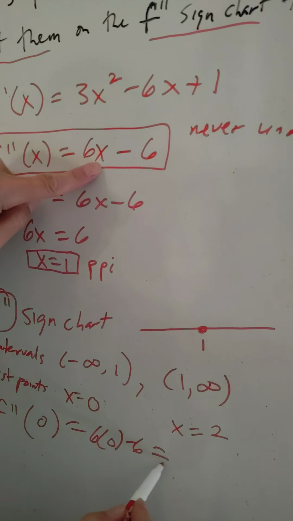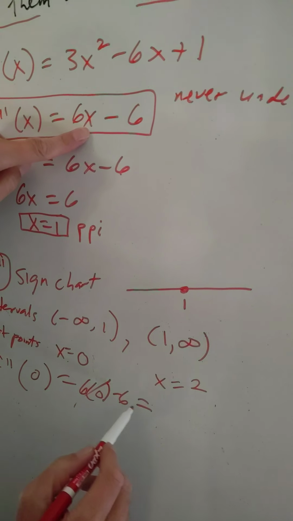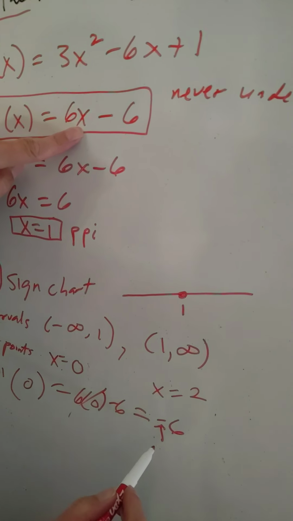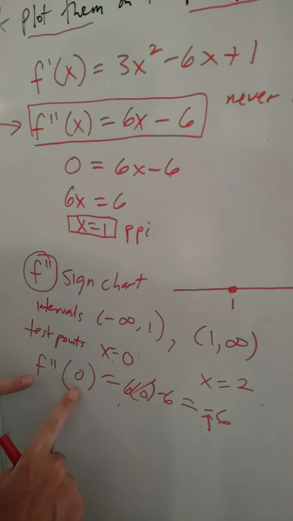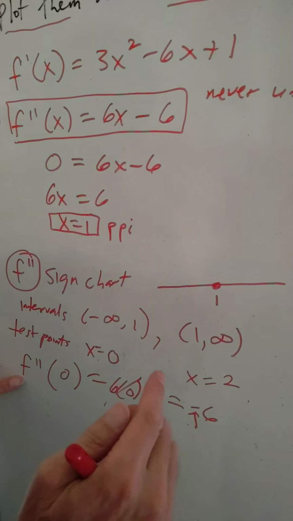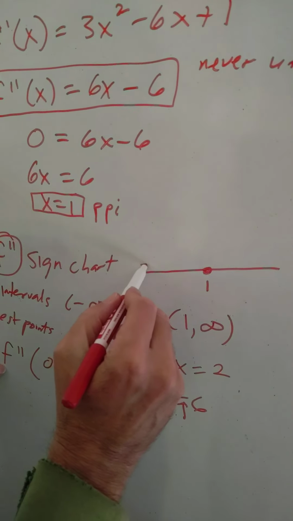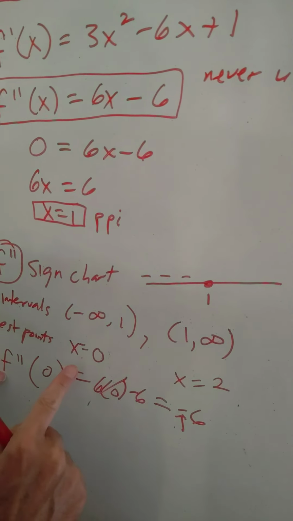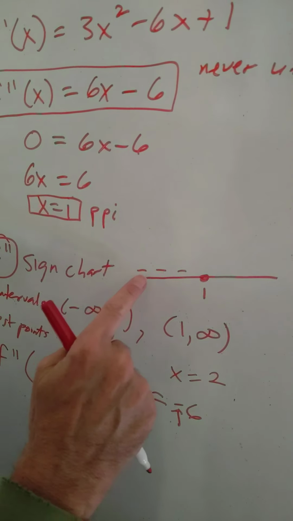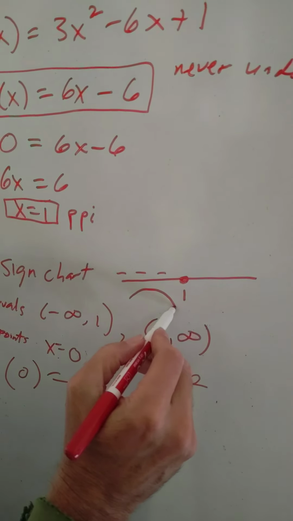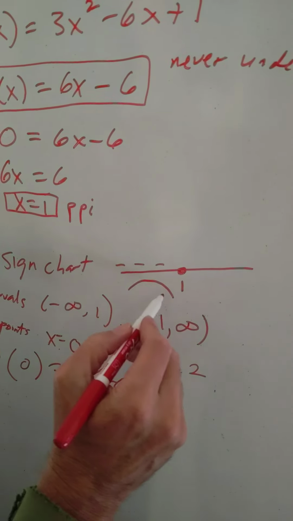Minus 6. 6 times 0 is just 0. 0 minus 6 is a negative 6. What I'm interested in is the sign. So when I input 0 into my second derivative, I get a negative result. So here's what I like to do. Put negative signs in this interval that includes 0. And whenever your second derivative is negative, that always means concave down. So I'm going to draw a concave down shape.